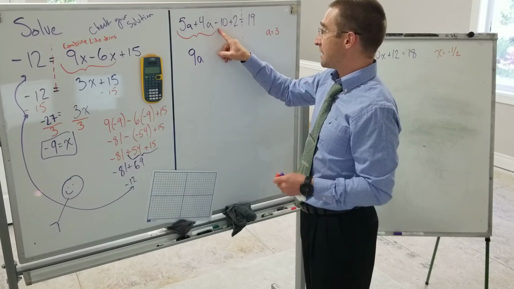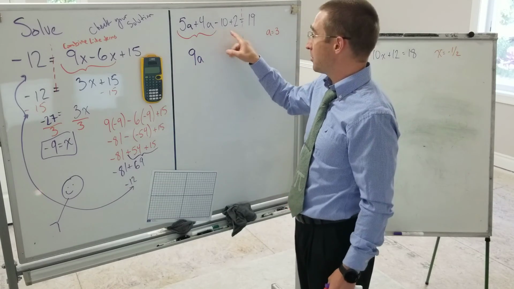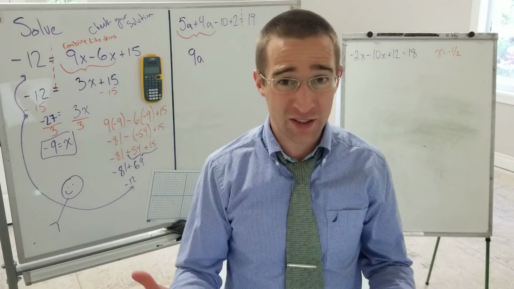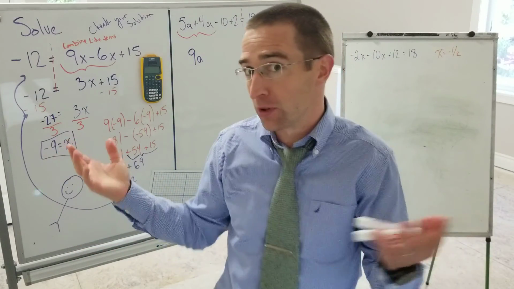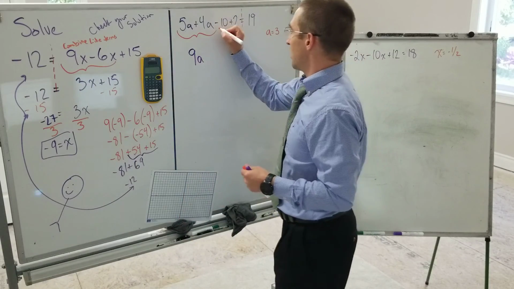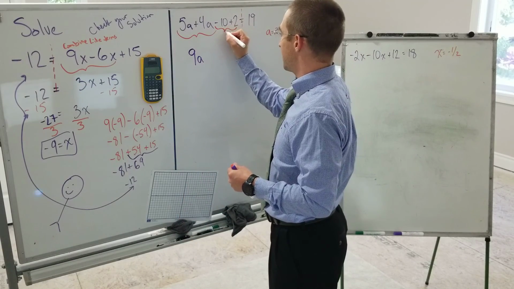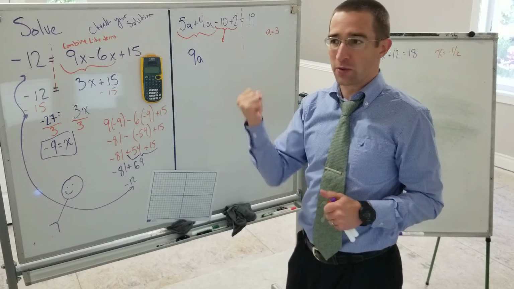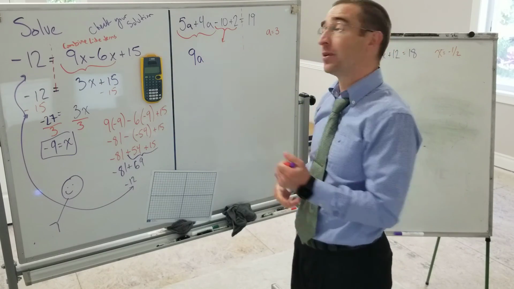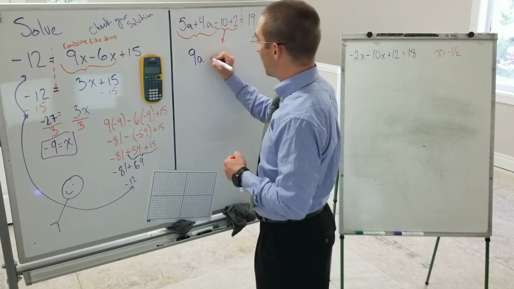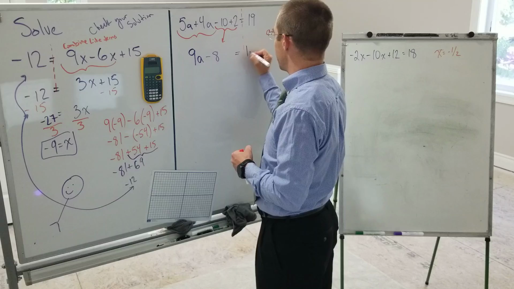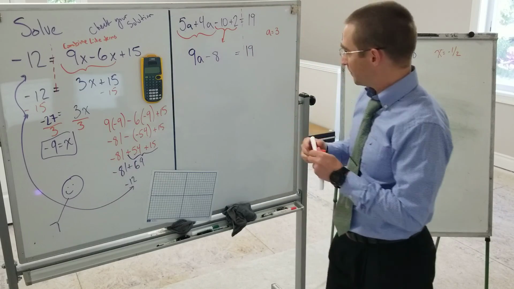And now looking at this negative 10, this minus 10 plus 2, those are both regular numbers. Those are also like terms. They're just representing numbers. So here, I'm going to have a negative 10 plus 2. The 10 is bigger than 2, so negative 10 plus 2 is going to give me a negative number. It's going to give me negative 8. I'm going to write that as 9a minus 8. And it's still equal to 19.